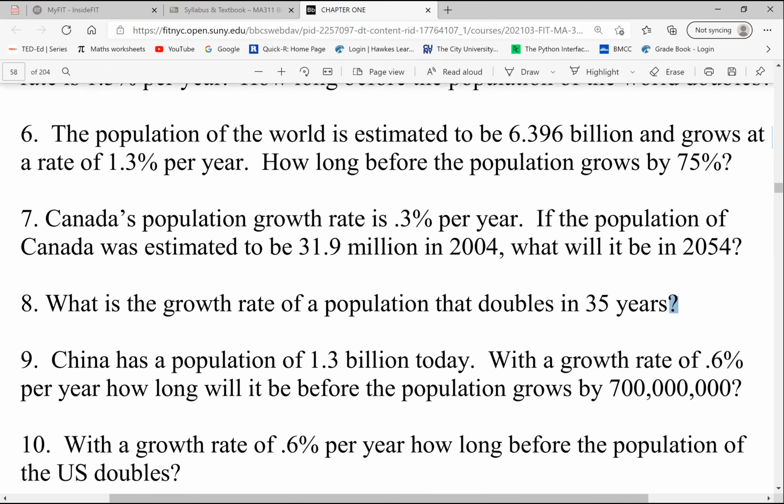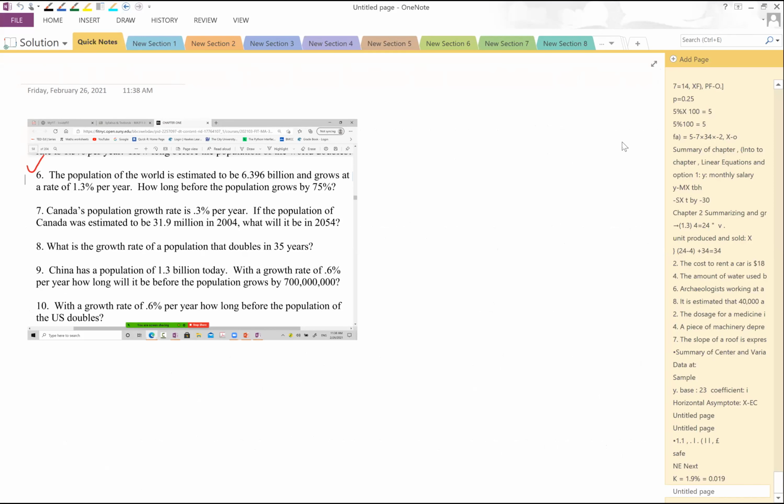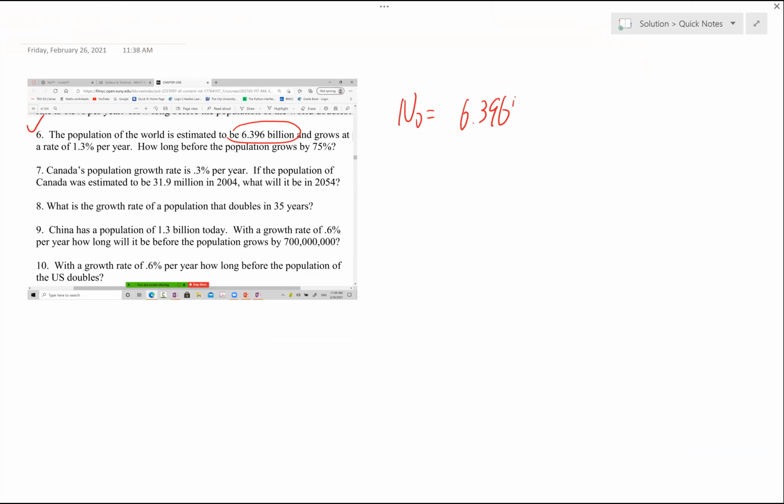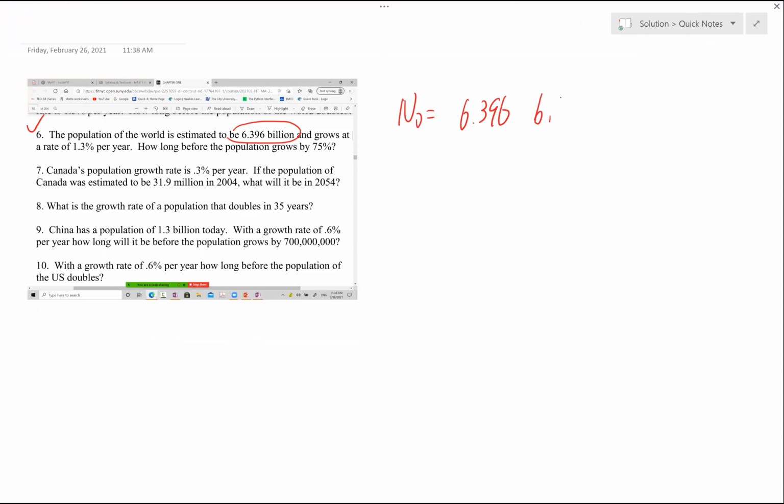Okay, so let's go over the solution for question 6 and 8. Here we go. So question 6 first. The population of the world is estimated to be 6.396 billion and grows at a rate of 1.3% per year. How long before the population grows by 75%? So one way to do this is we know the N0, which is 6.396 billion. We'll just stick with the same unit, billion.